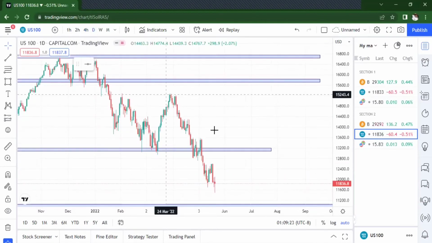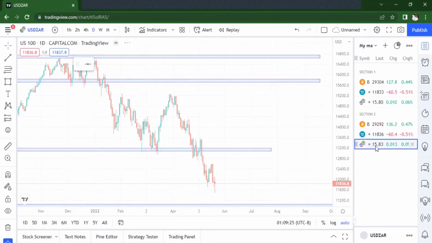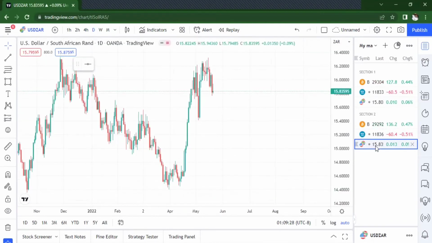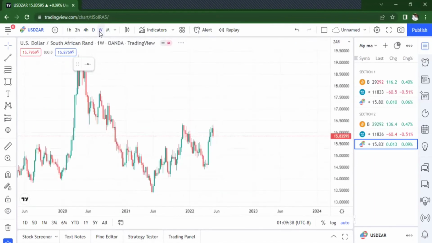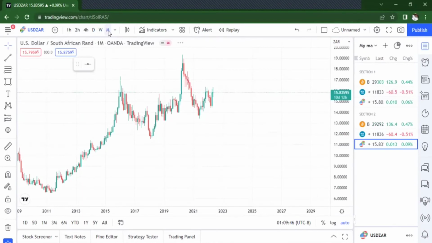Then let's get down to USD. USD is not that popular, because I don't really see many people trading USD. So, USD at the moment. First of all, before I do anything, I have to come up to the weekly time frame, the higher time frame, to see what is happening in the market.